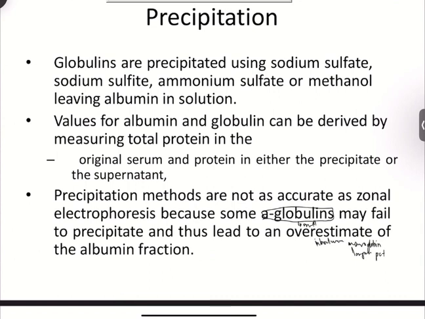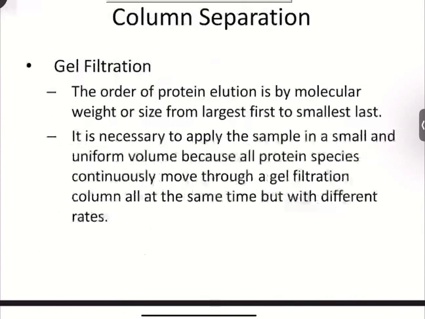Next is column separation. It uses gel filtration. The order of protein elution is by molecular weight or size, from largest first to smallest last. Kasi nga, filtration. That's why it uses gel filtration na has specific pores. Okay? It is necessary to apply the sample in a small uniform volume because all protein species continuously move through the gel filtration column at the same time but with different rates.